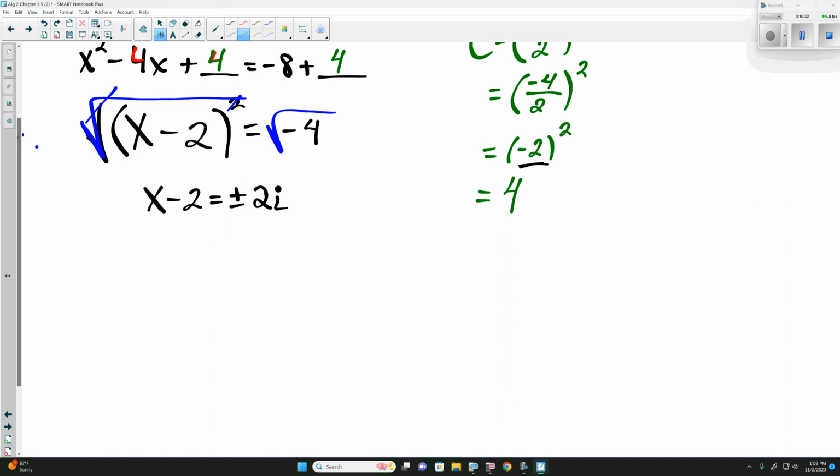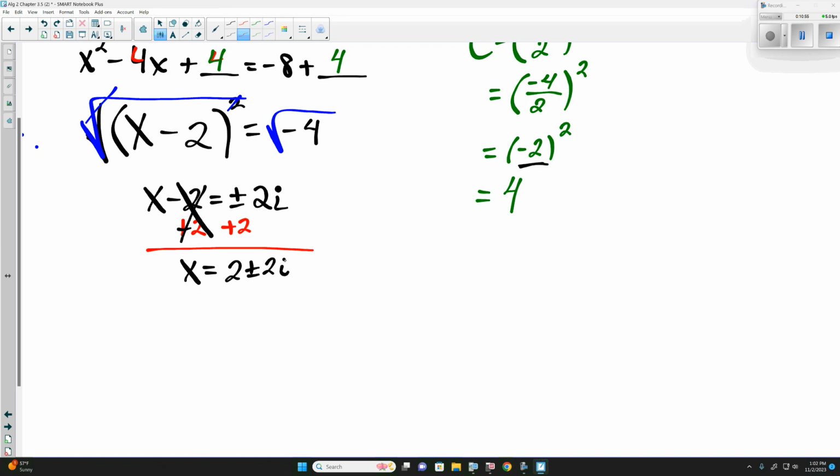So, last step is to add 2 to both sides. Negative 2 plus 2 will simplify out, leaving us with x by itself. Whenever we add or subtract a number, we want to put it in front of the plus or minus. So we have x equals 2 plus or minus 2i.